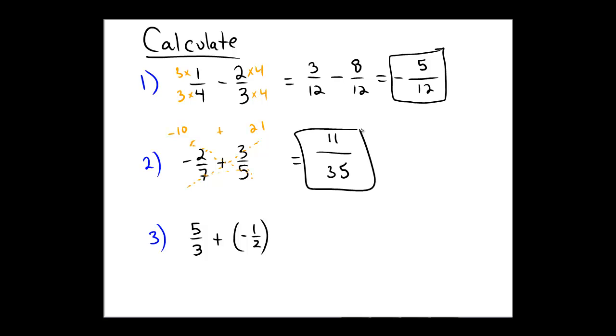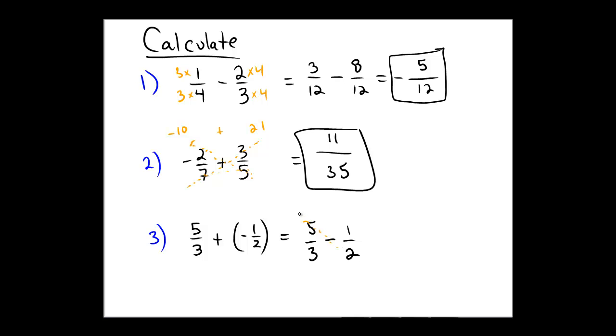So pause the video and do the last one on your own, whichever technique you want. And assuming you've paused, I'm going to do this one with my cross-multiply technique. So we have 5/3. Adding a negative number is equivalent to subtracting a number because you're adding an opposite.